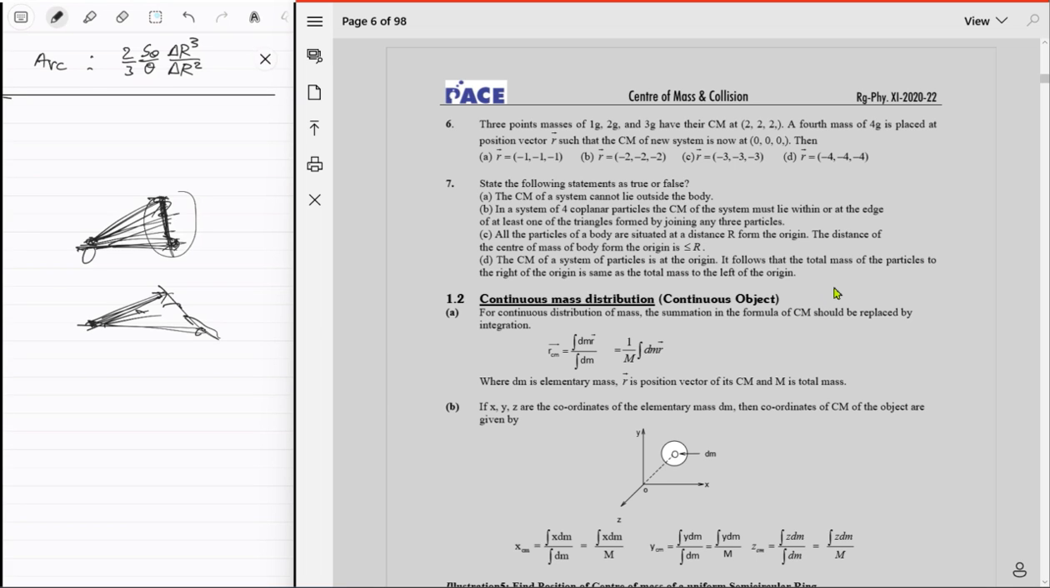But so much for so little. That was pretty obvious, don't you think? Next statement: the center of mass of the particles is at the origin, so it follows that the total mass of the particles to the right of the origin is the same as the total mass to the left of the origin. Not quite, because how far right matters as well.